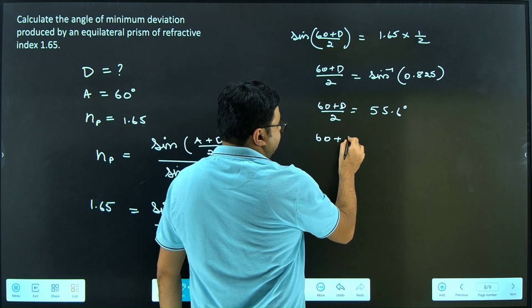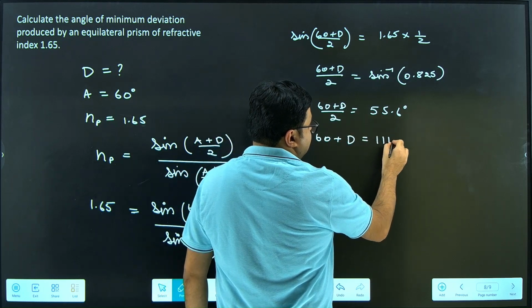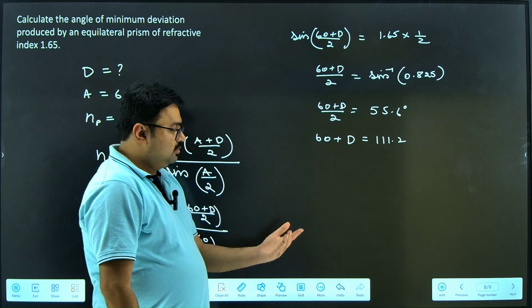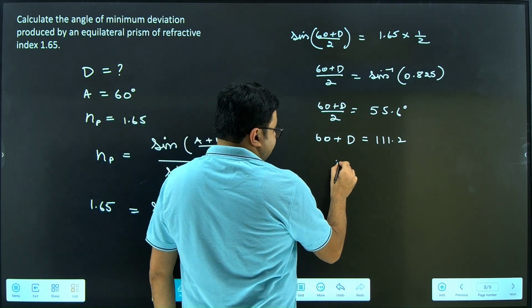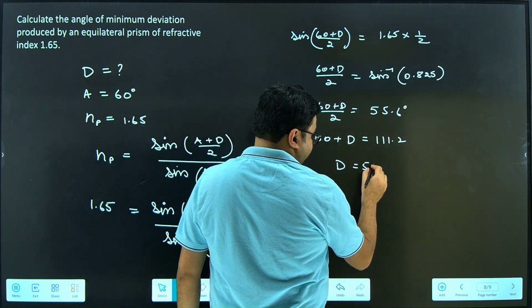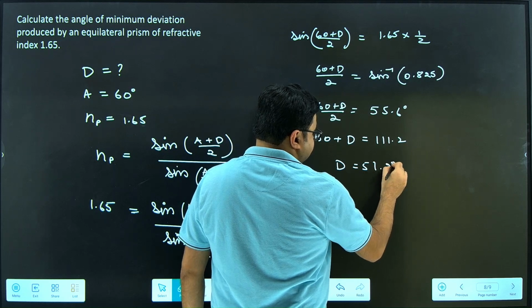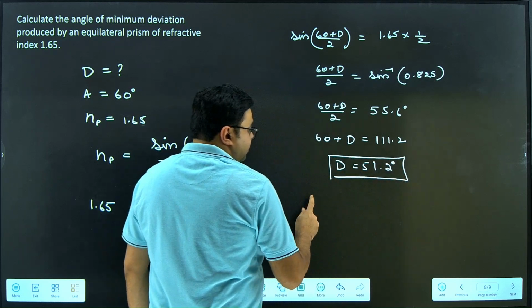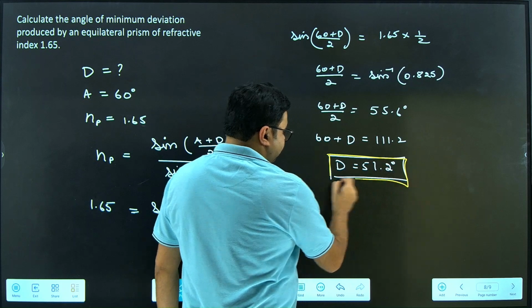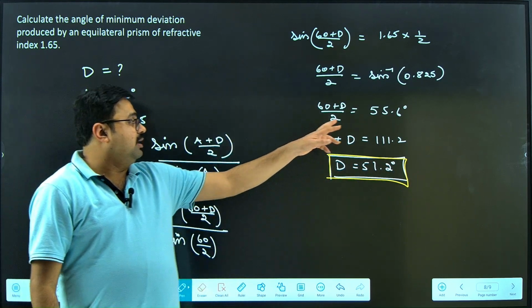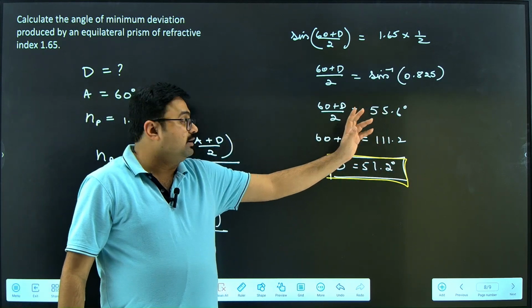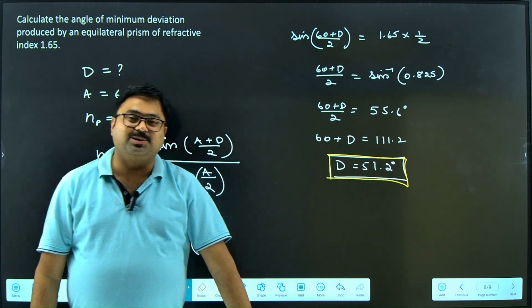Then what is 60 plus D? 60 plus D, my dear friends, becomes equal to 111.2. Well, what is D then? D, my dear friends, becomes equal to 51.2 degrees. That is the angle of minimum deviation. Quite a simple question, quite a direct question. All that you have to do is find sine inverse of that number and you should be able to get the answer.